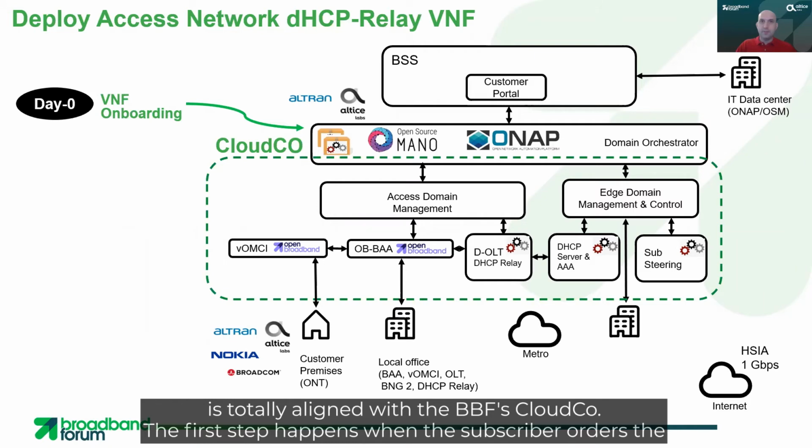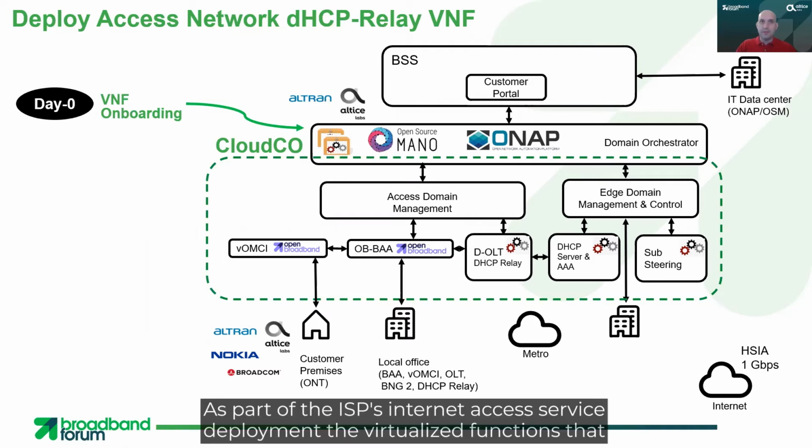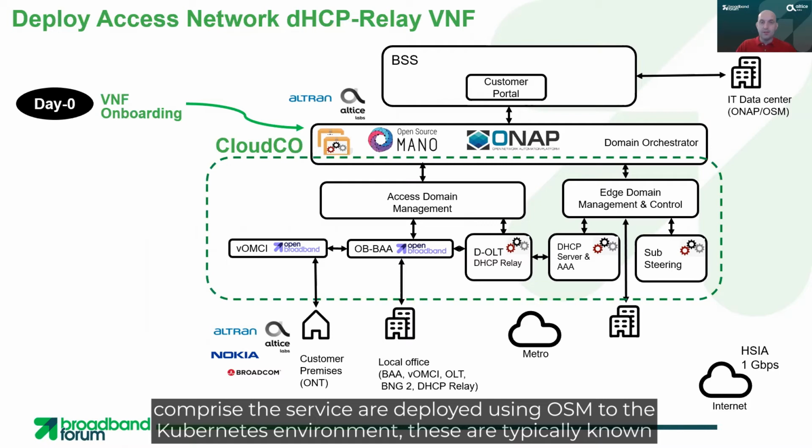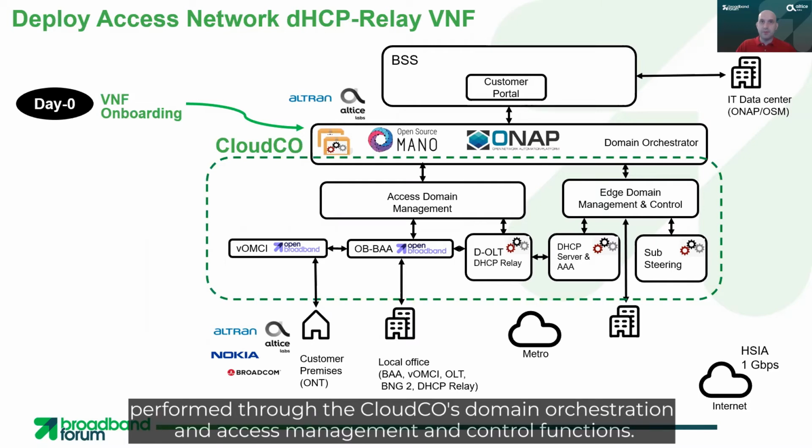The first step happens when the subscriber orders the broadband services through the service provider's customer portal and associated BSS systems. As part of the high-speed internet access service deployment, the virtualized functions that comprise the service are deployed using OSM to the Kubernetes environment. These are typically known as day 0 and day 1 operations. The ongoing configuration of the virtualized functions is performed through the CloudCO domain orchestration and access management and control functions.